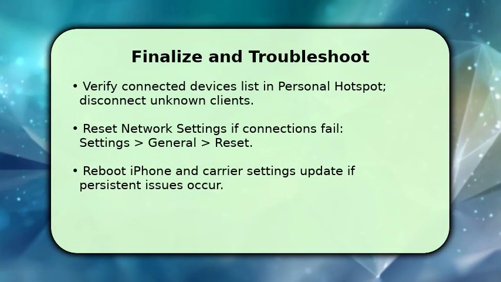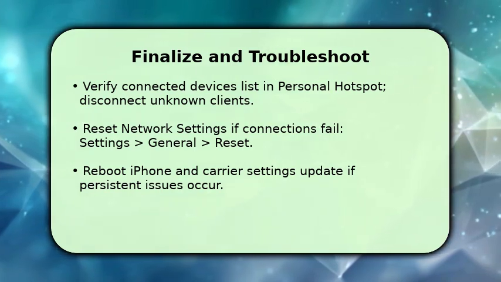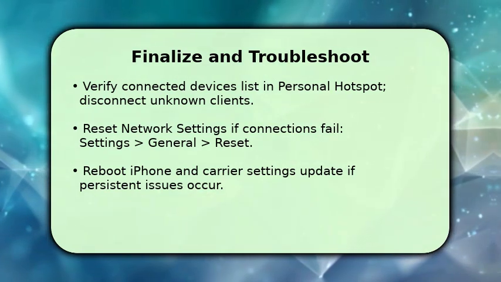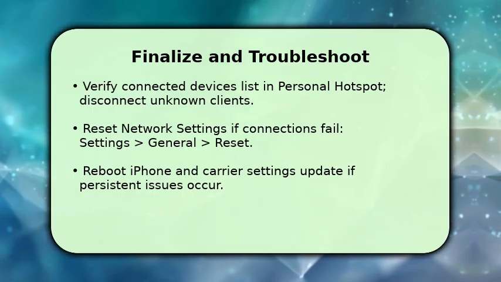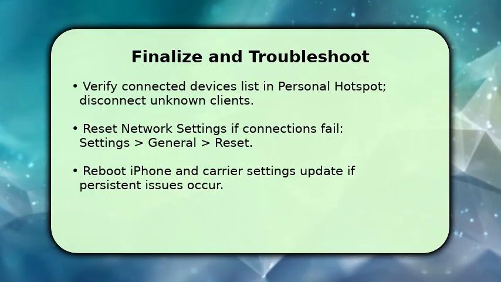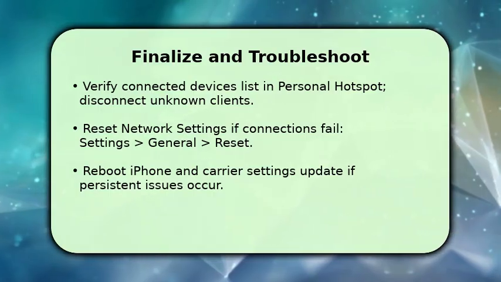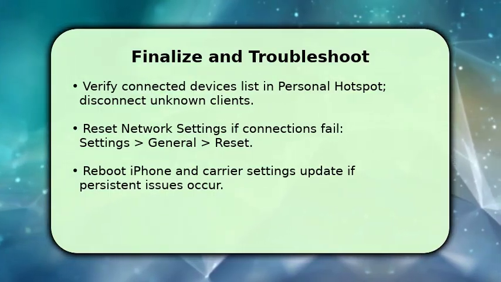Finish by confirming connections and optimizing reliability. You should inspect the connected devices list in Personal Hotspot and disconnect any unknown clients. This secures bandwidth. If the client cannot connect, try turning the hotspot off and back on, then restart both devices. Simple reboots clear transient radio and IP issues.